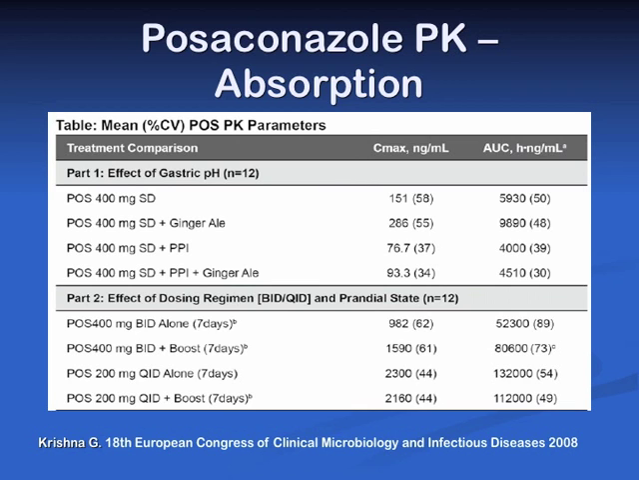Taking the drug with food is critical to achieve therapeutic concentrations, but you can substitute. High-fat meals give you the best concentrations. However, you can give something like Boost Plus and achieve concentrations similar to what you would get with a non-fat meal. So it really becomes important to take this drug with food. We know that 200 milligrams 4 times a day gives you significantly higher concentrations than 400 milligrams twice a day, and that's because posaconazole has saturable absorption.